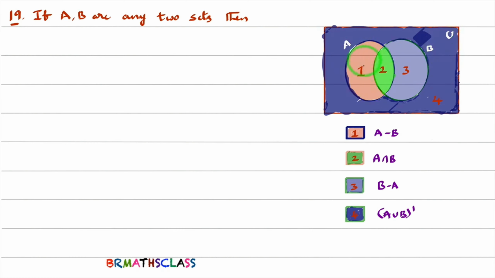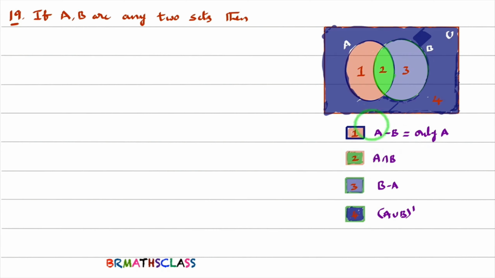You observe here part 1. What is part 1? What about set A? What is set A? Set A is this part 1 plus part 2. Please try to understand. This is set A. What is set A? Part 1 plus part 2. What is set B? Set B is part 2 plus part 3. Okay. What is part 1? Part 1 means A but not B. Try to understand here. This part 1 is what? A but not B, which is written as A minus B. A minus B means all the elements present in A but not in B. Simply I can write it as only A.